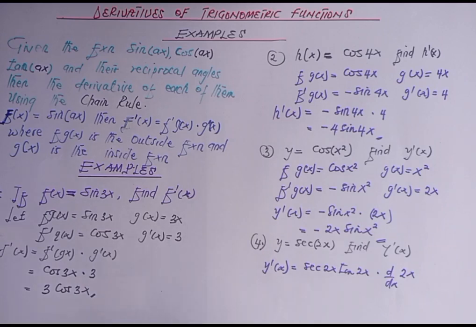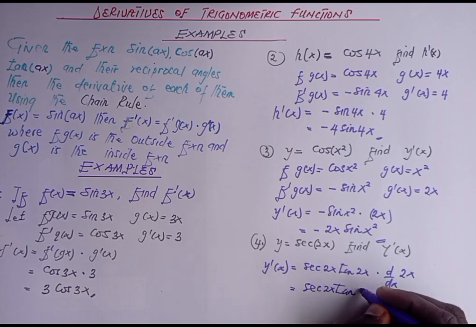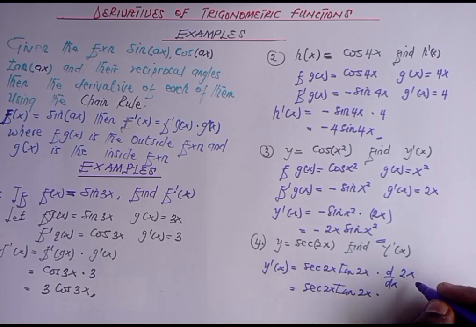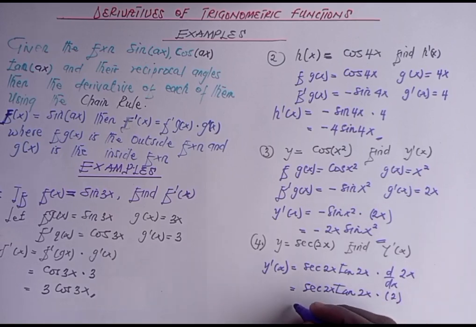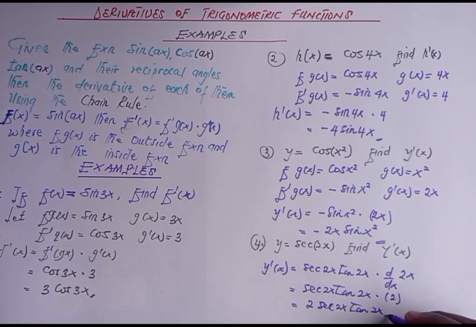Then after that we multiply it by the derivative of the inside function, which is what? 2x. Good. So we have sec 2x tan 2x, and then when we differentiate 2x, what do we get? We get 2. Our last step is multiplying the 2 by sec 2x tan 2x, and then we are done. So we have 2 sec 2x tan 2x, and this is the derivative of this very function.